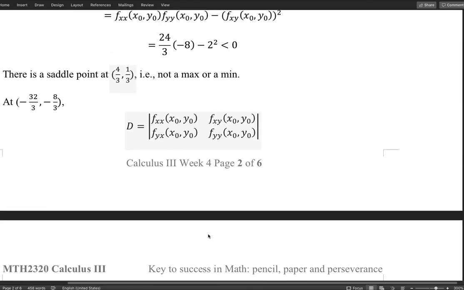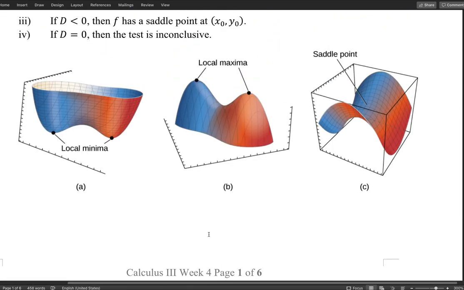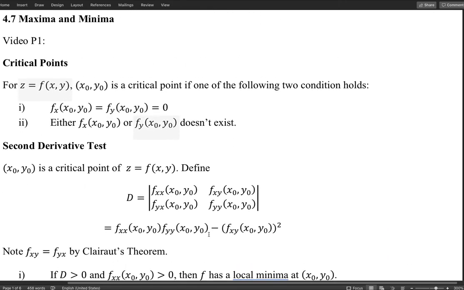And this is the topic for section 4.7, local maximums and minimums for functions of two variables. There is the second derivative test.